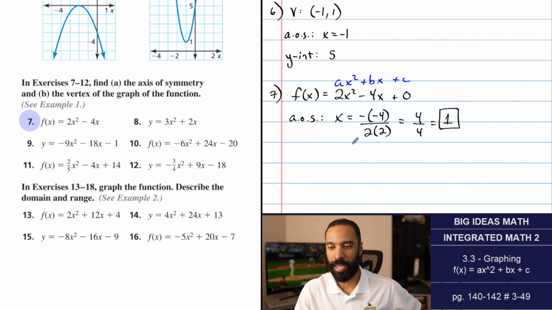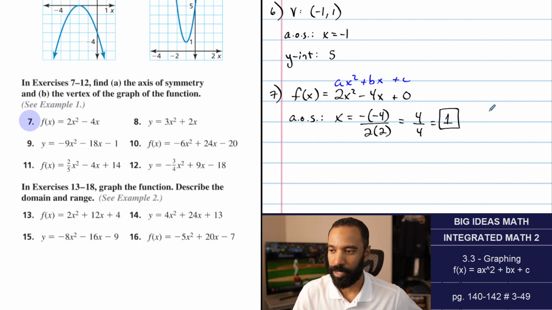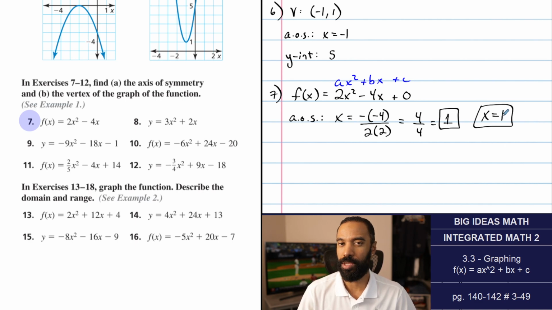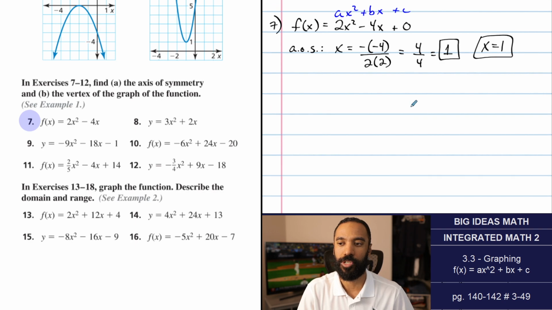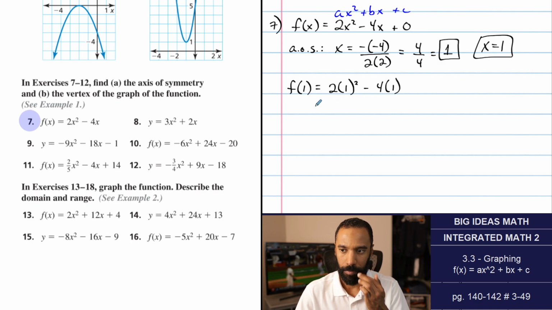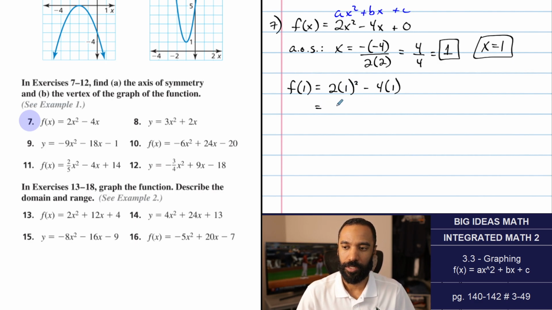X equals, I should write x equals 1. X equals 1 is your axis of symmetry. And it's also the x value of your vertex. It's the x value that we use to substitute into the equation. So to find the vertex, f of 1, let's substitute 1 into there. That's 2 times 1 squared minus 4 times 1. 1 squared is 1. 2 times 1 is 2 minus 4, and that's -2.